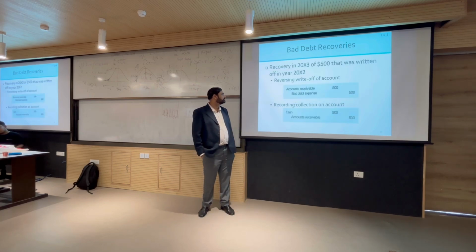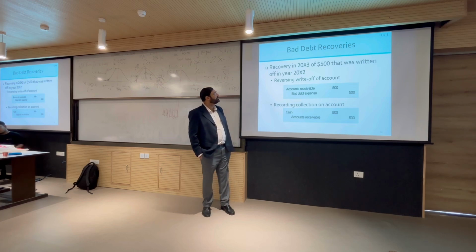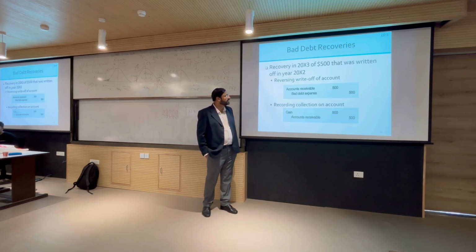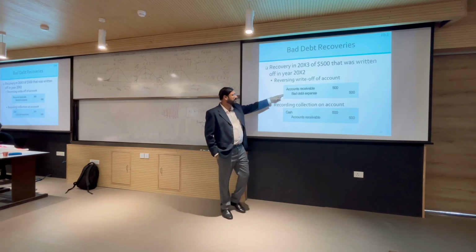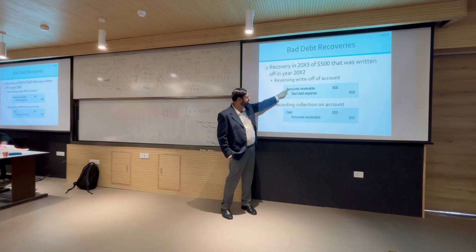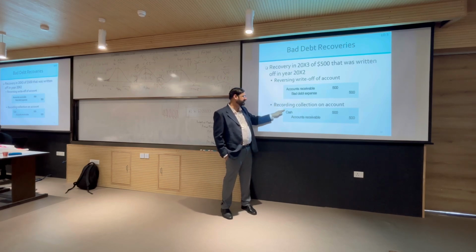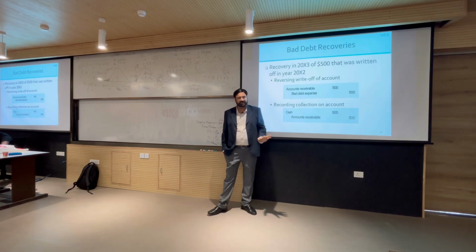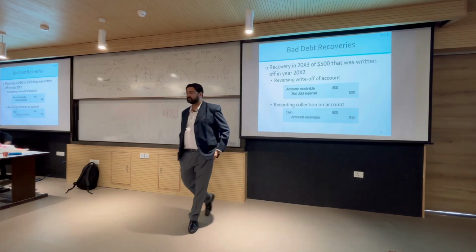Next. So, recovery in 2003 of 500 that was written off in 2002: reverse the write-off first. What was the write-off? Bad debt expense debited, accounts receivable credited, that was the write-off. But in the next year, when the amount is getting recovered, we reverse the write-off and then we record the collection as a normal transaction, cash account debited and accounts receivable credited, right. Next.